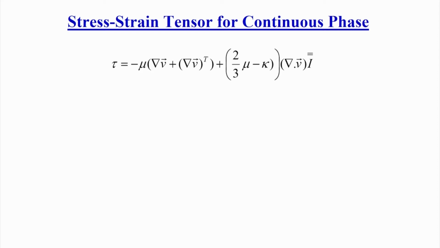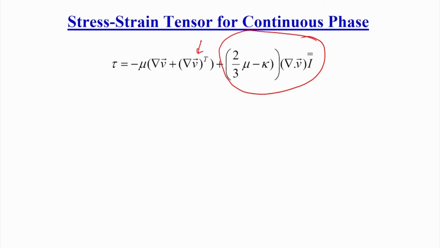So, the shear stress strain tensor term, as I said, is for the continuous phase, and it has been defined as mu del V plus transpose, minus 2 upon 3 mu minus k, where k is the dilatational viscosity, into del dot V I, which takes care of only volume change. The dilatational viscosity is caused because of the volume change of the fluid. Some fluids change their volume.